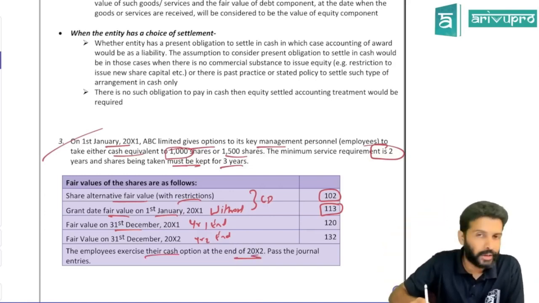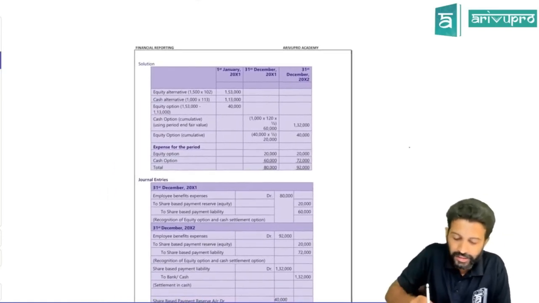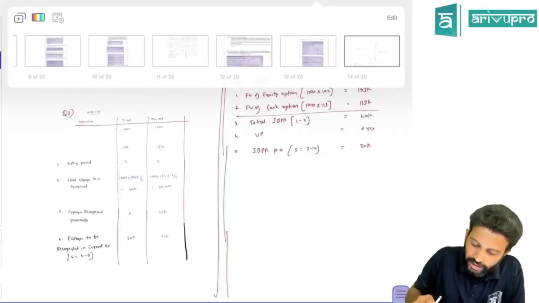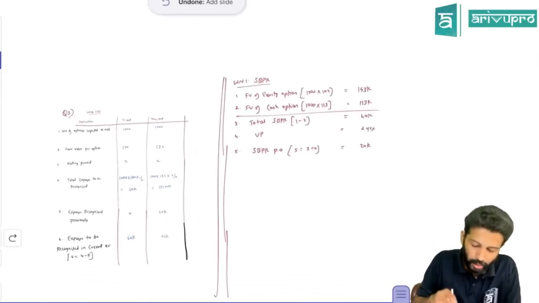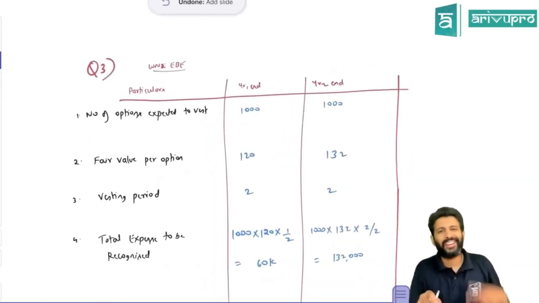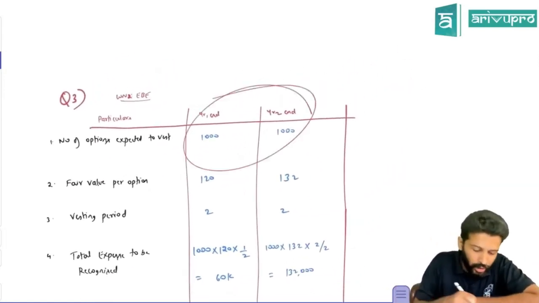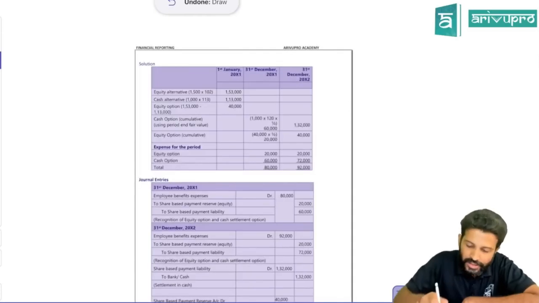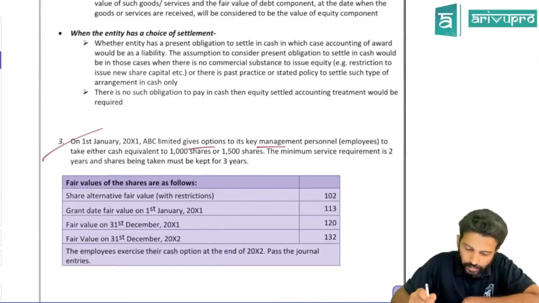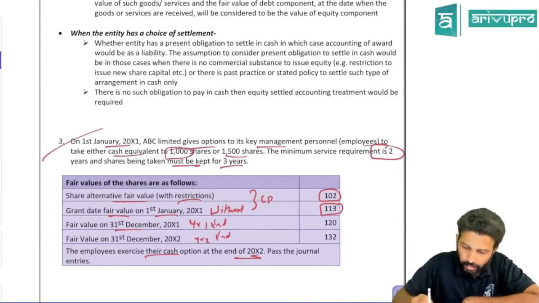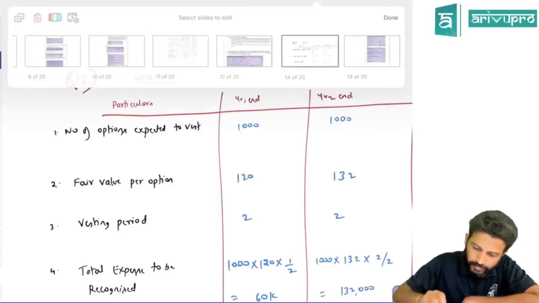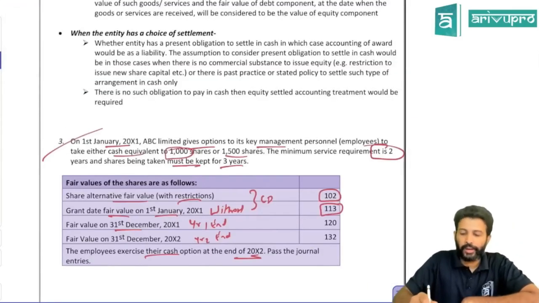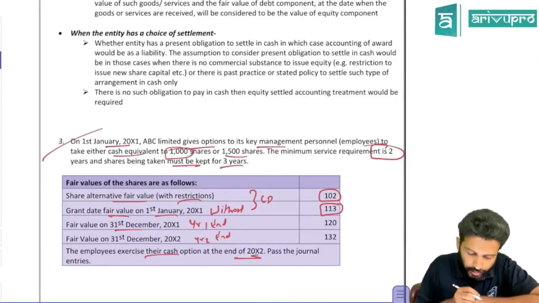So you need to pass the journal entry. But first, for the journal entry, we need the expense. So let's do the expense accounting. Same table. Here the vesting period is only 2 years, so we'll have only 2 columns. First, the number of options expected to vest. How many options did you give to the employees?